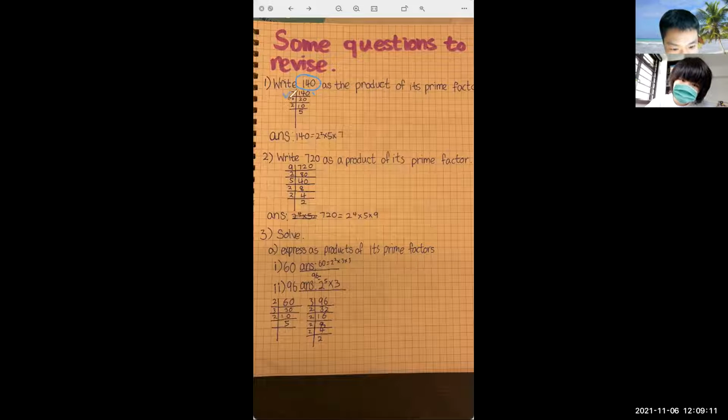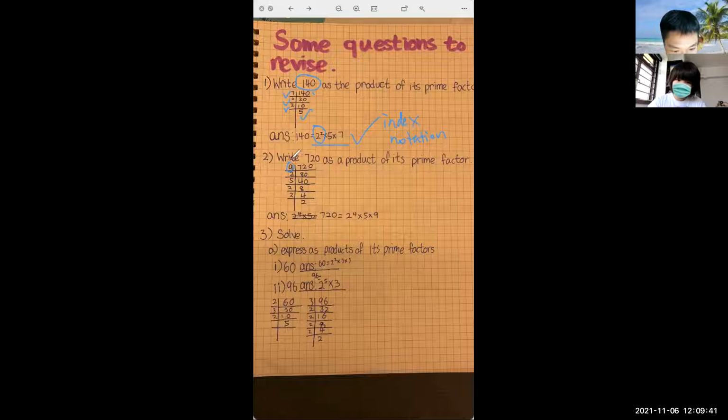So I see 7, which is a prime factor, a prime number as well. So 2 and then 2 and then 5. Yes. If you write it in this prime factorization manner, this is correct. And in fact, it's very good to see that you use this index notation. Remember that? This is called index notation. Very good. Next, 720.